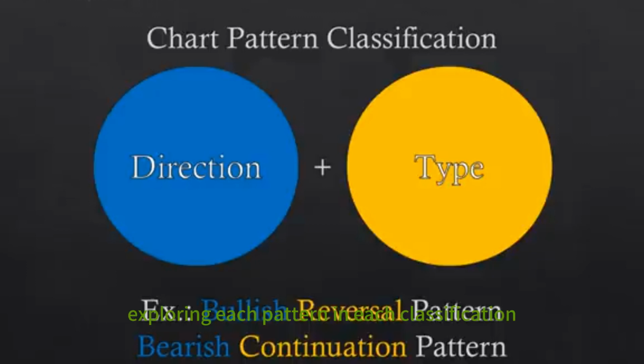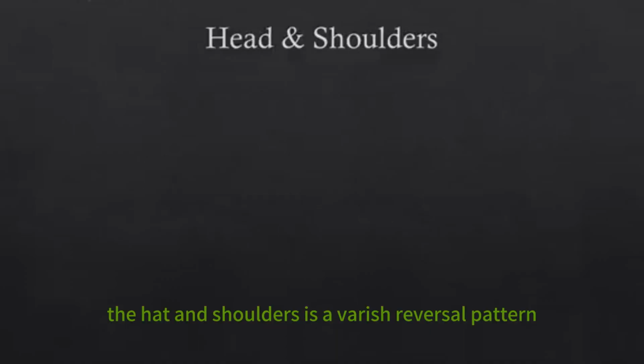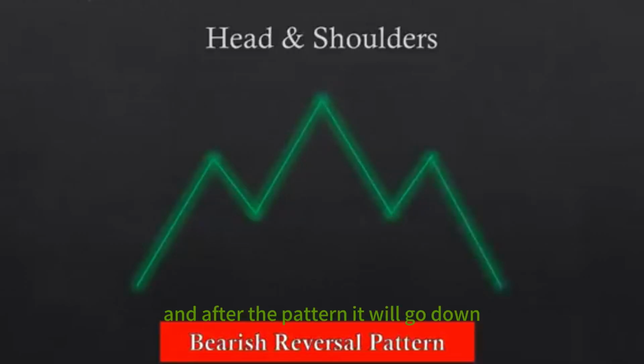We will begin exploring each pattern in each classification, starting with the reversal patterns first. So these are the patterns that will indicate a change in price direction after the pattern is confirmed. The first chart pattern we'll analyze is the famous head and shoulders pattern. The head and shoulders is a bearish reversal pattern, and it looks like this. Notice that price will be going up, and after the pattern, it will go down.